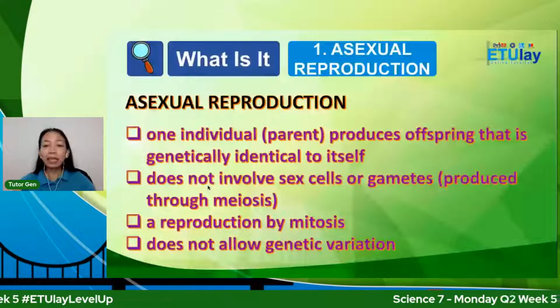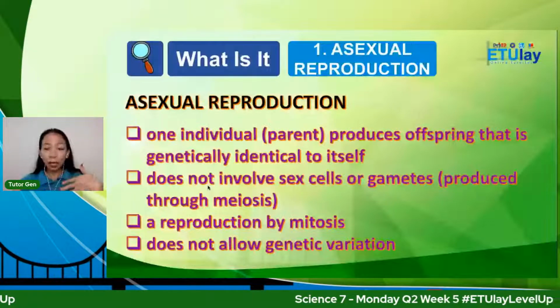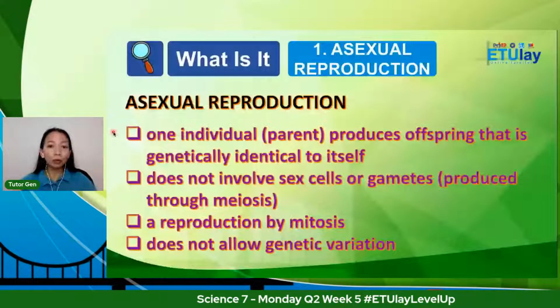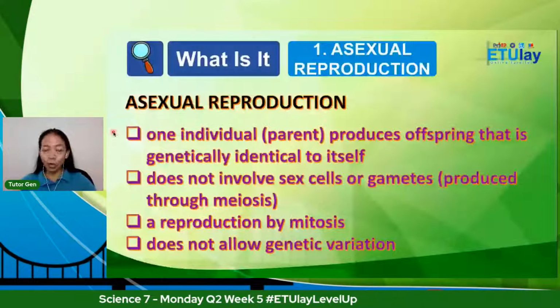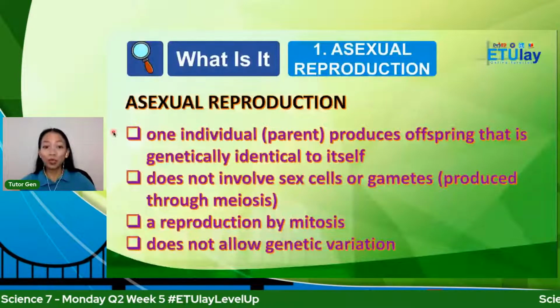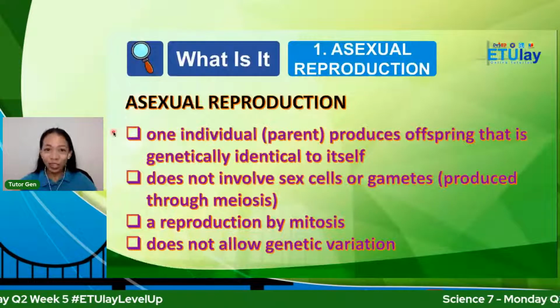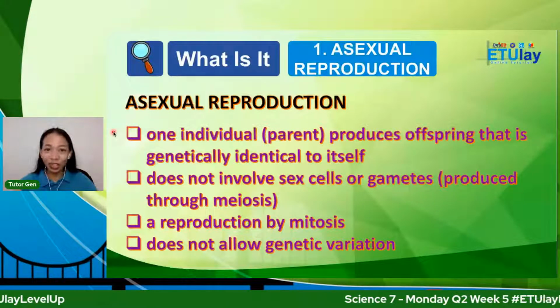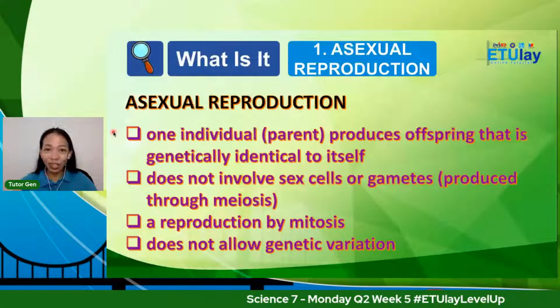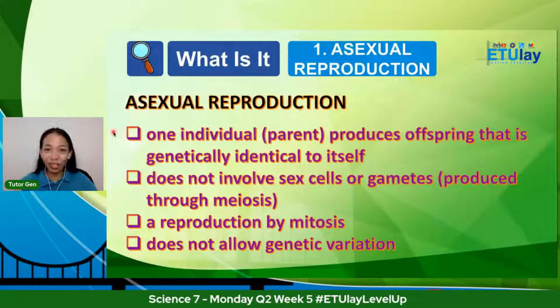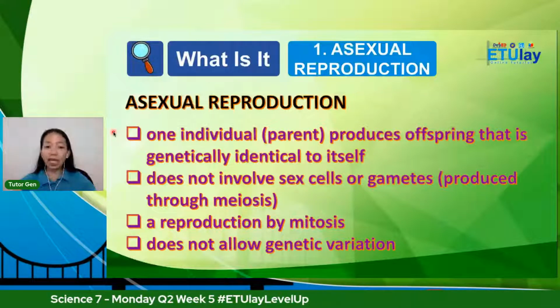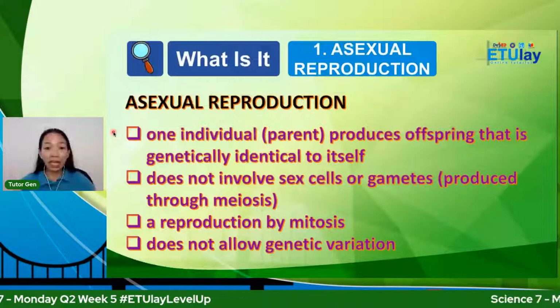Now, you might begin to ask, if we are identical to our parents, then we could already say no, we are not produced by asexual reproduction. So, note, pag asexual reproduction, it needs only 1 parent. Offspring is genetically identical to that parent.